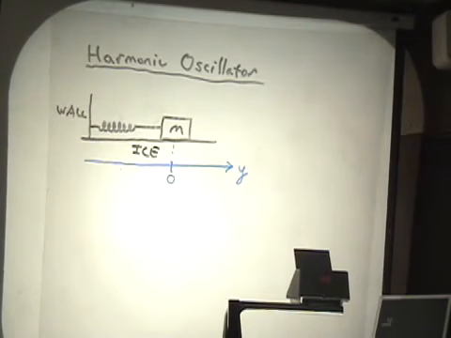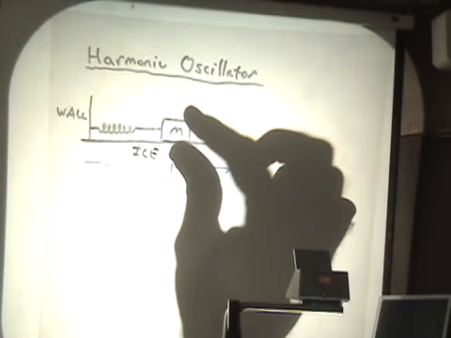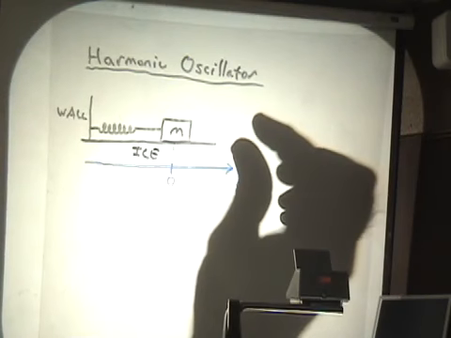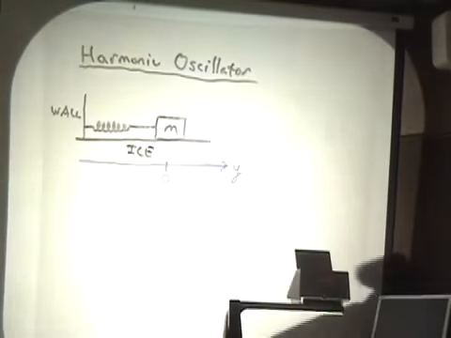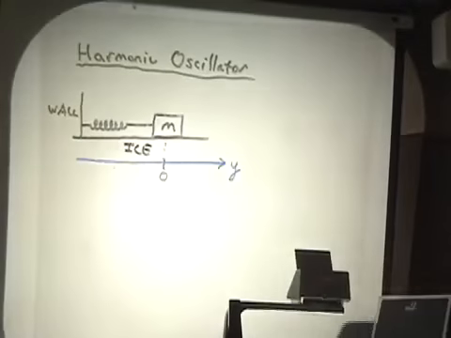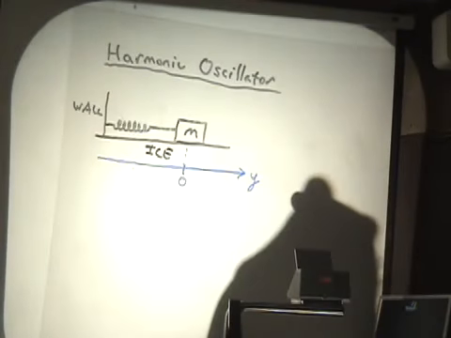If we just leave the mass there at equilibrium, where it's not moving, it will continue to not move. Of course, what's more interesting is to imagine that we pull the mass away from the wall, or that we push the mass toward the wall and then let go. Or maybe we give it an initial push even from equilibrium, one way or the other. That's going to set the mass in motion.